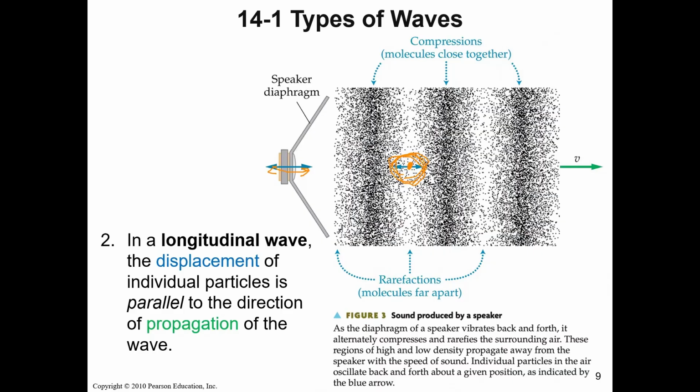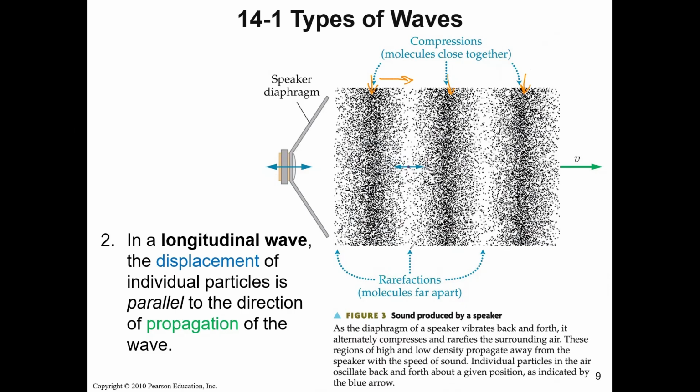These regions of high and low density propagate away from the speaker with the speed of sound. If we look at individual particles, they oscillate back and forth around a given position. If you look at this single particle, it moves back and forth. But if we look at the peak, the peak is in here, in here, in here. The peak of the sound wave is basically the compressed region, where the molecules move close to each other. We can see that the peak actually moves in time. And we can also track the valleys.